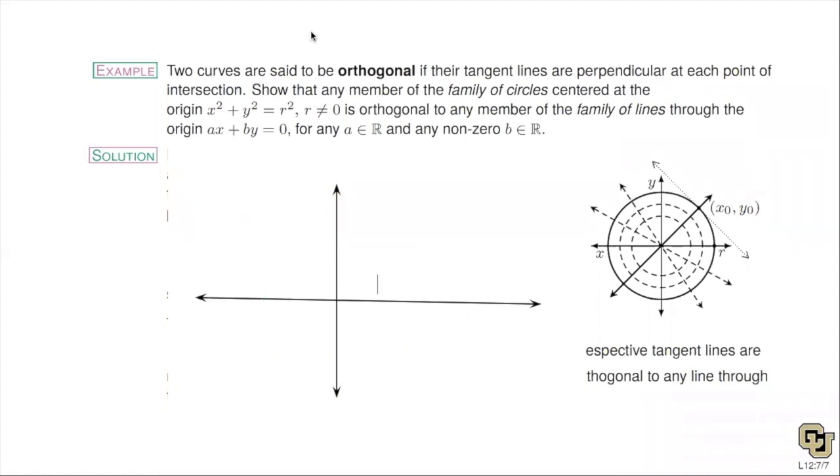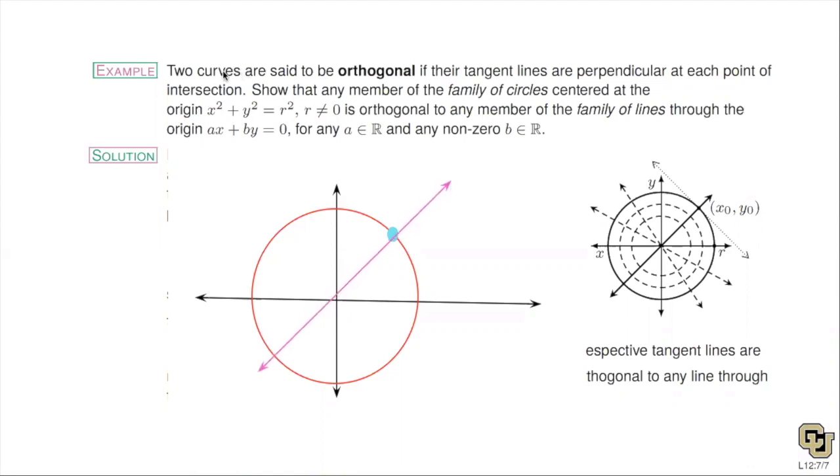So for any point in the plane, we can find a circle centered at the origin. Here's my circle centered at the origin, and here's the point, okay? Imagine I drew the point first and then found the circle, but my drawing skills are terrible. So we can find a circle centered at the origin where that point is on the edge of the circle, and we can find a line through the origin that goes through the point.